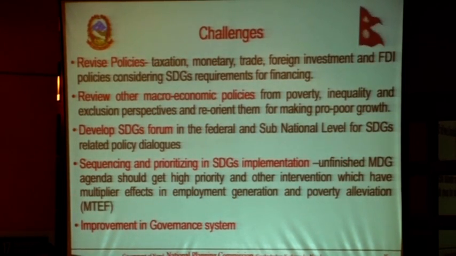We have to revise the policies. I already mentioned the trade deficit, and in the monetary sector our currency is devaluing, which has a great impact on the country. In taxation, we have an ambitious tax target for this year, as well as FDI and investment, and other macroeconomic policies.